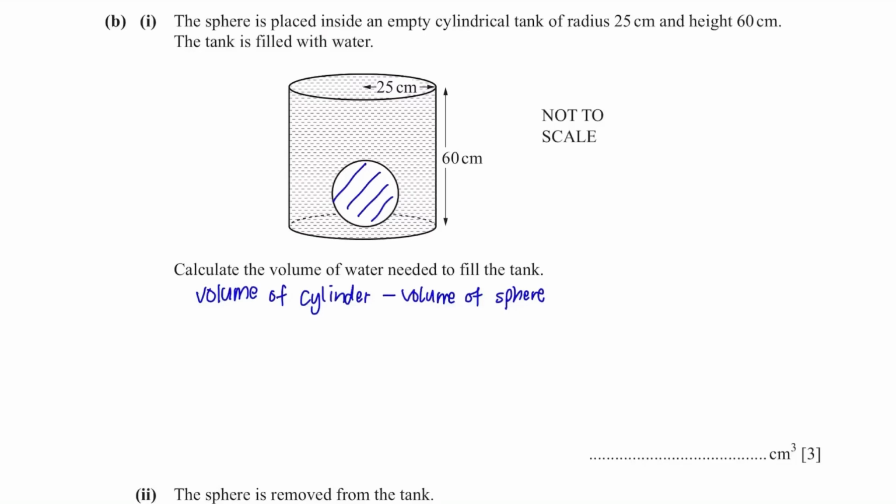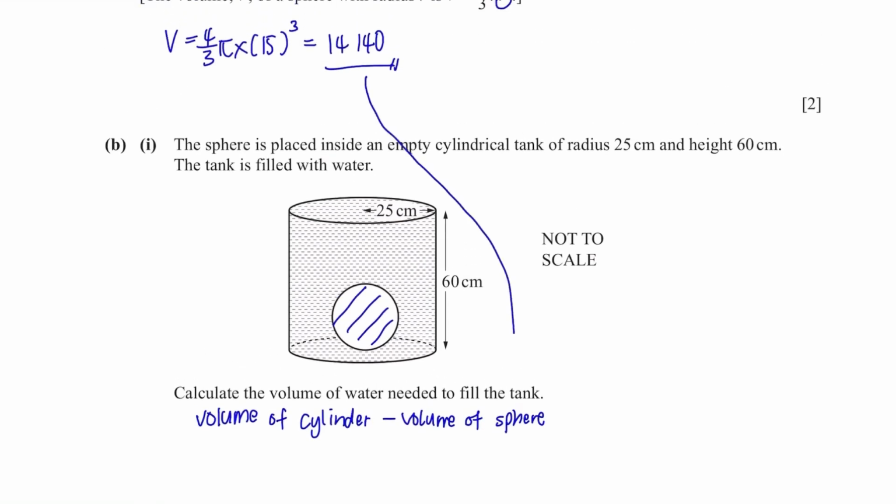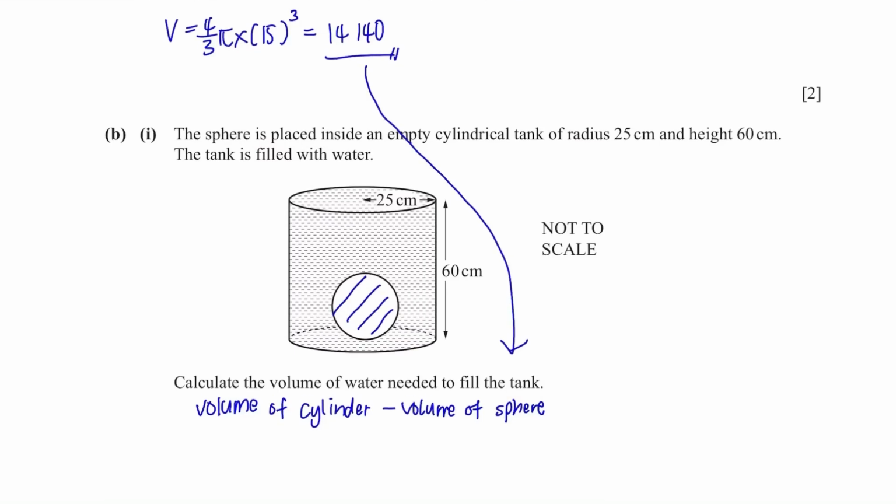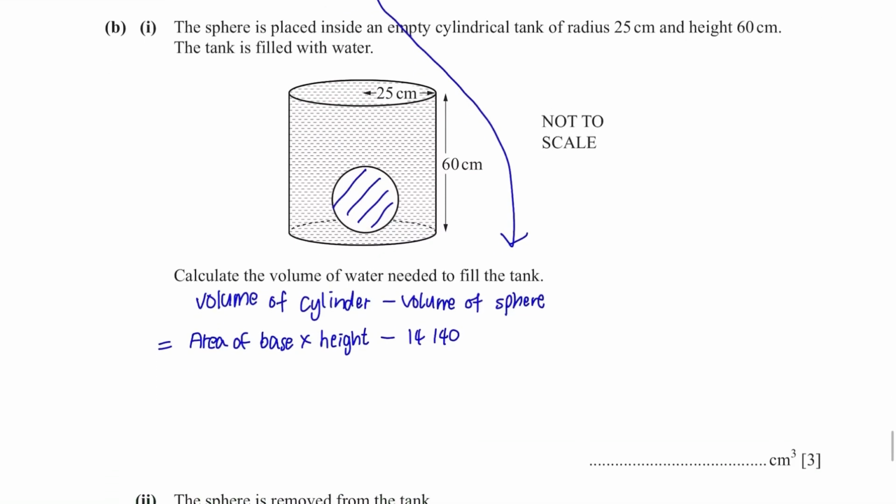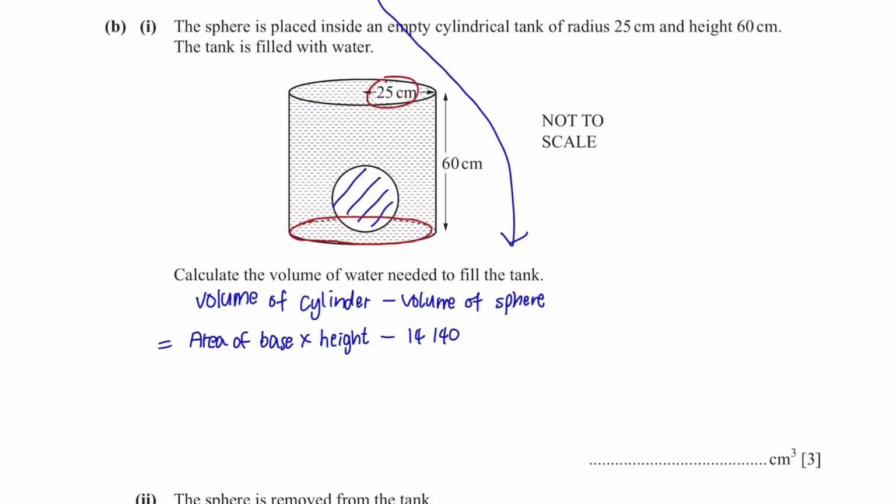We know the volume of the sphere from part A, but we need to find the volume of the cylinder. Okay, this formula should be memorized. It's the area of the base, this circle, multiplied by the height of the cylinder. So in this case, it's pi times 25 squared times 60. Subtract 14,140 from it, and it's 104,000.